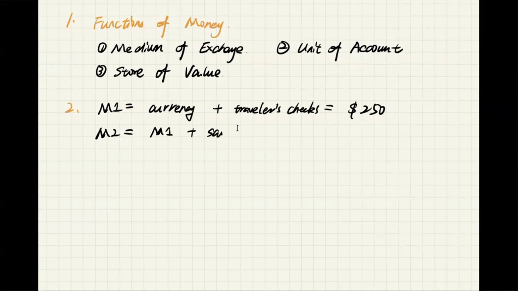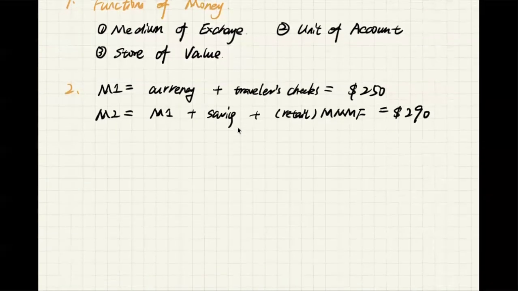Okay, so saving and MMF. So do you know what is saving? Saving is 30 and this amount is 10, right? So you can calculate M2's value is 290. And again, the last one, M3.